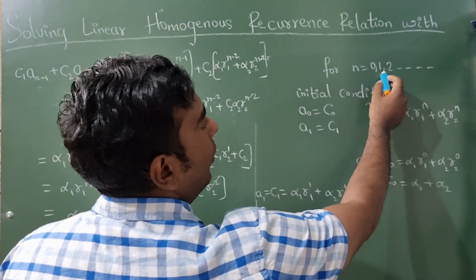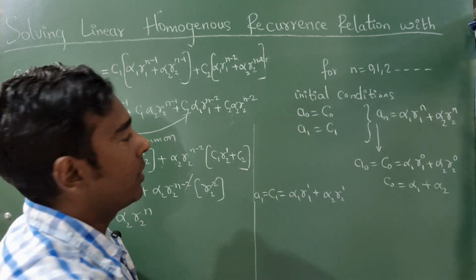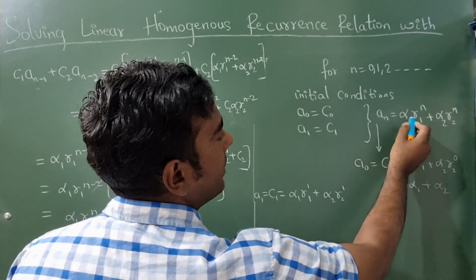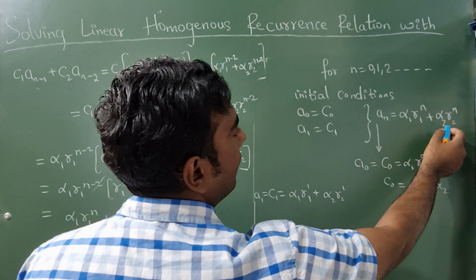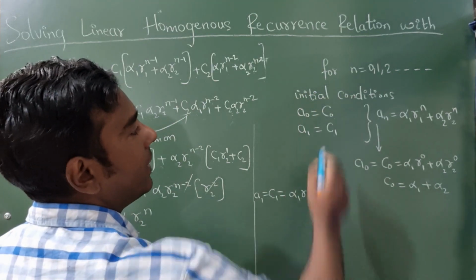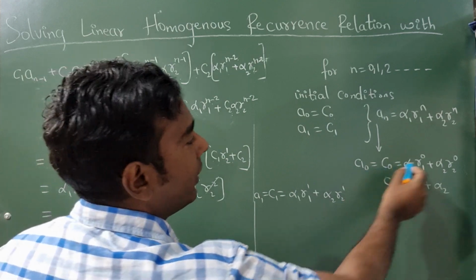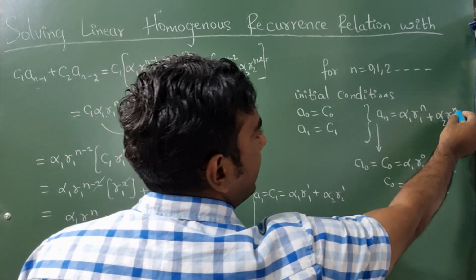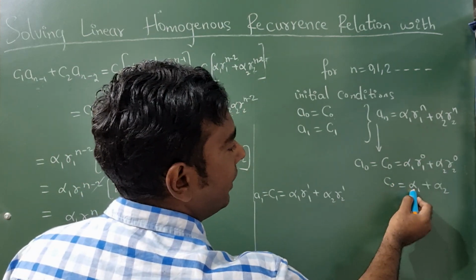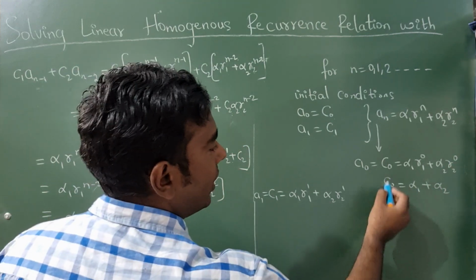For n equal to 0, 1, 2, 3, the initial conditions are a0 equals C0 and a1 equals C1. Substituting in this equation, a_n = alpha 1 r1^n + alpha 2 r2^n, which we have just now proved. Where there is n, substitute 0. As anything raised to 0 is 1, you remain only with alpha 1 plus alpha 2. So this is your C0.